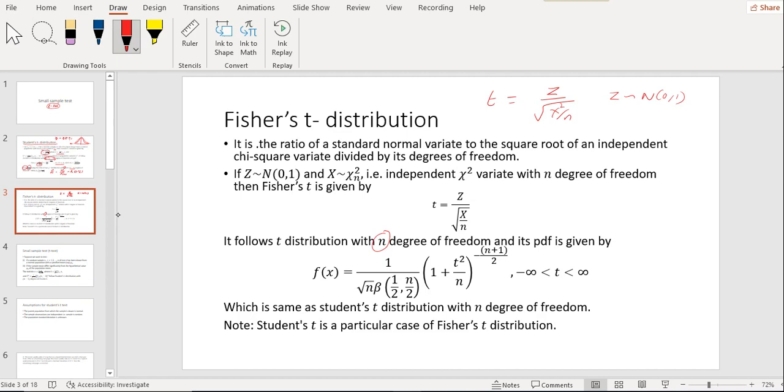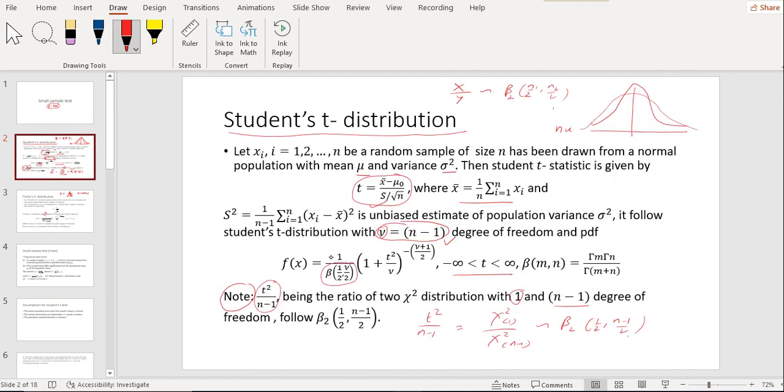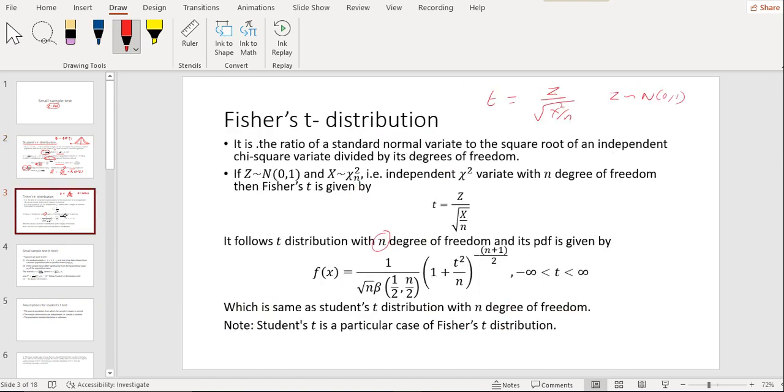So in this case you can see here, if I replace nu by n in this formula, then the formula is basically the same here also. Okay, so the formula is 1 upon square root of nu beta (1/2, nu/2) times (1 + t square by nu) power minus (nu + 1)/2. So here it is square root of n, because here n is the degree of freedom.